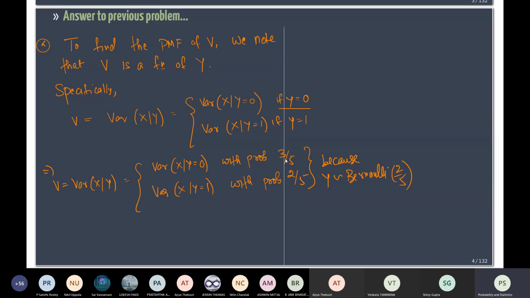Then we will say 3 over 5 for that value of v and 2 over 5 for that value of v. Let us see what these are. Variance of X given Y equals 0. What is this? X given Y equals 0 is a Bernoulli, and the variance of Bernoulli is what? We have to recall the variance of Bernoulli now.